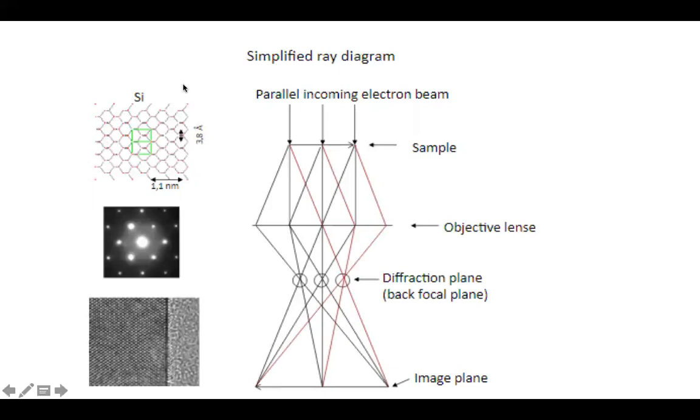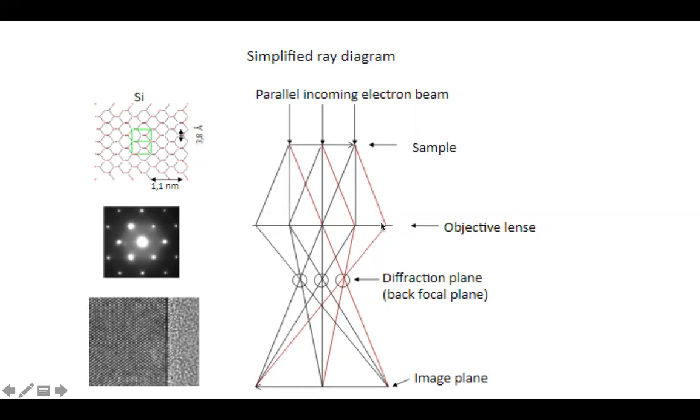So you can see here it's a silicon crystalline sample. Here is the parallel incoming electron beam, and you have the sample here. Because this is a crystalline sample, the atoms are periodically arranged. What happens? These electrons will start to diffract.